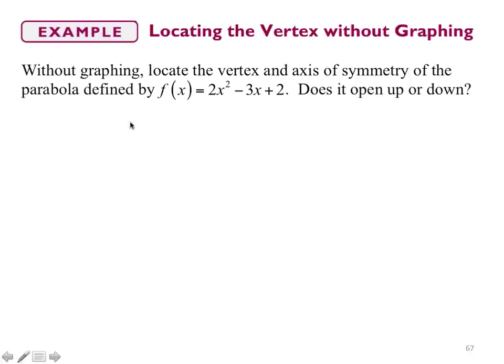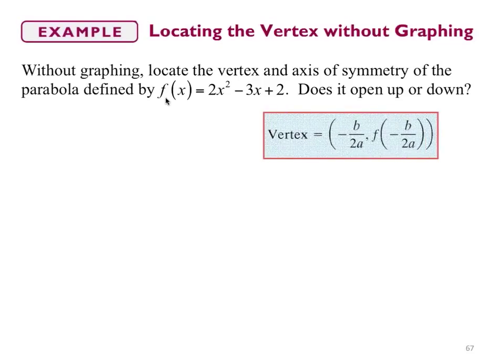All right, now if we look at this example here, we have f of x equals 2x squared minus 3x plus 2. We first want to know if it opens up or down. So if you recall, it has you locate the vertex and the axis of symmetry first and then answer if it opens up or down. So the vertex, hopefully you remember this, is the opposite of b over 2a. And then once you have that, all you have to do is plug it back in to get the y coordinate.